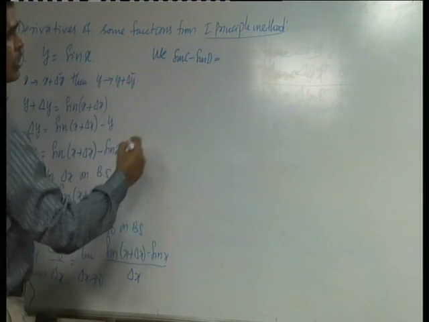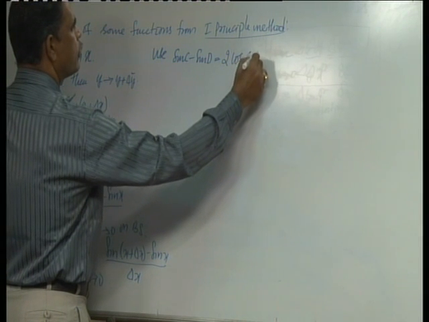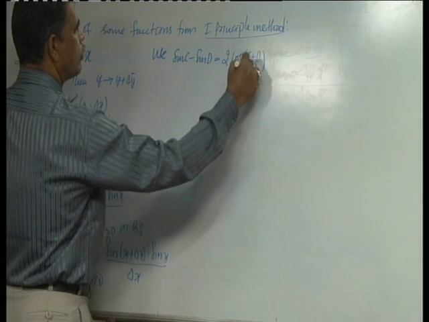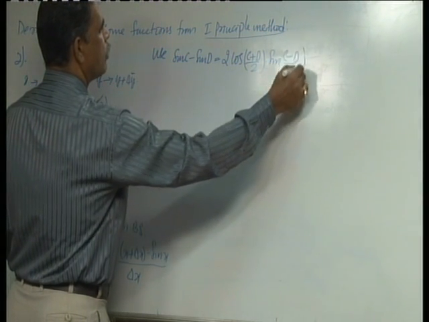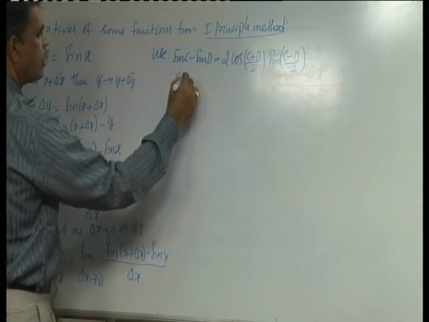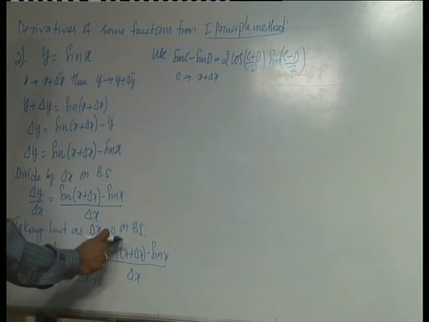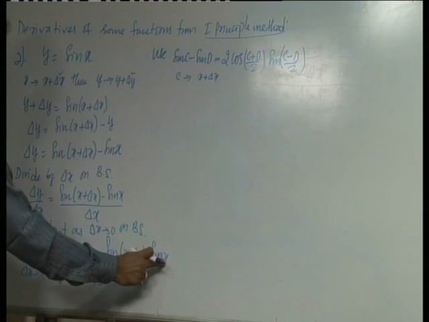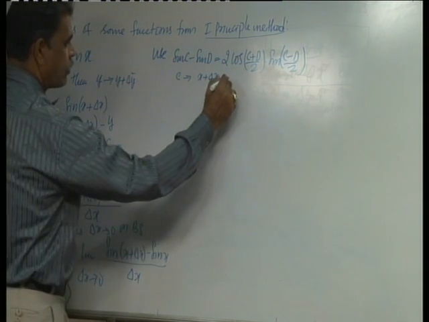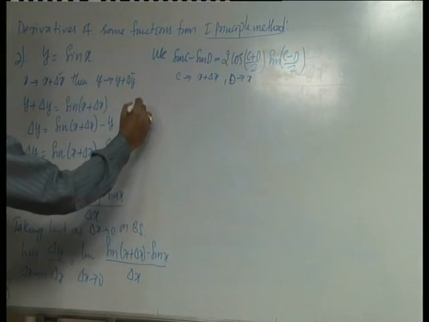Sin c minus sin d is equal to what? 2 cos of c plus d divided by 2, into sin of c minus d by 2. Here what is c? C is x plus delta x, isn't it? Sin of c is sin of x plus delta x, minus d. What is d? D is x. You write according to that.